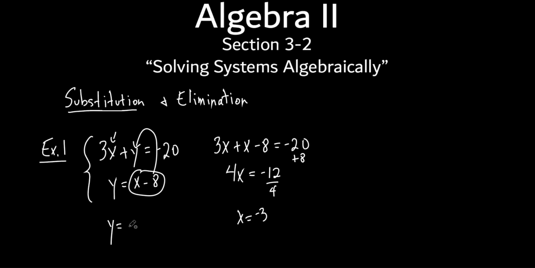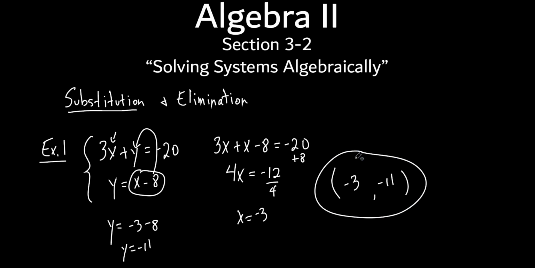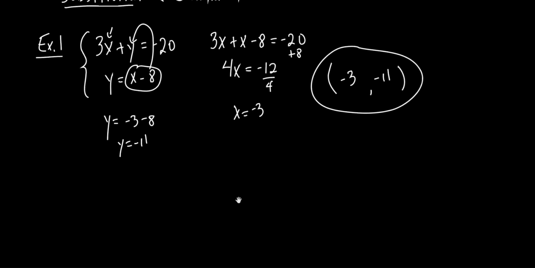So x is what? Negative 3, so y equals negative 3 minus 8, which is negative 11. So how do I write my answer? I write it as an ordered pair. What goes first? Negative 3 and then negative 11. So that is what I'm going to circle. That's my answer. So if you were to graph both of those equations, where would they intersect? At negative 3, negative 11, exactly. Make sense? Yeah, that's pretty easy. They started you off with a really easy one.